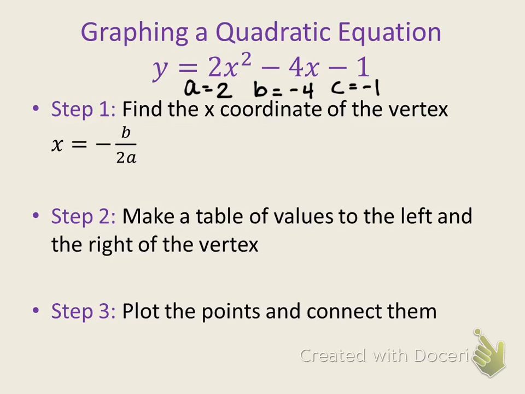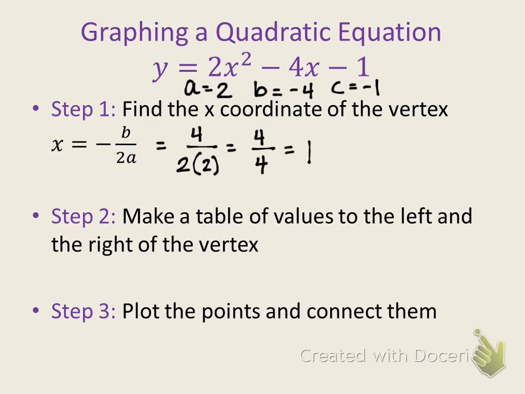Okay, so step 1 is they want us to find the vertex. The vertex is negative B over 2A. What if B is already negative? It's going to be a positive because it would be negative 4. So 4 over 2 times what was A? 2. 4 over 4. What's 4 over 4 equal? 1. So there's the x value of my vertex.